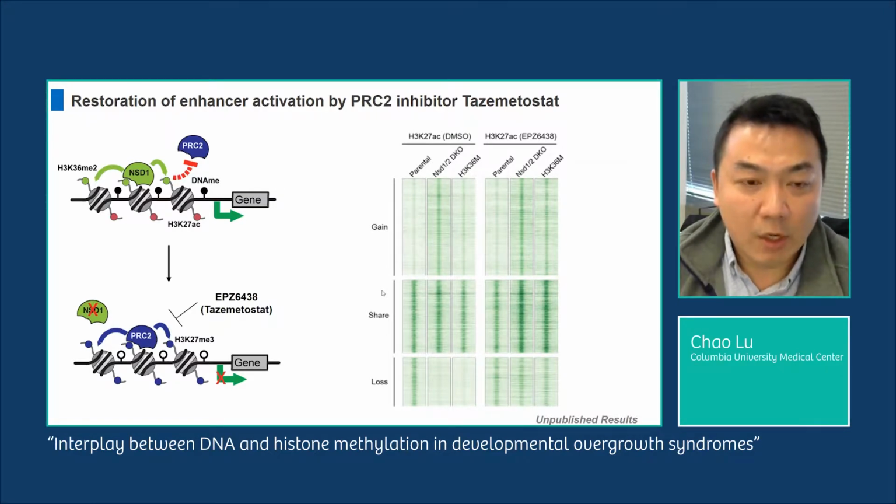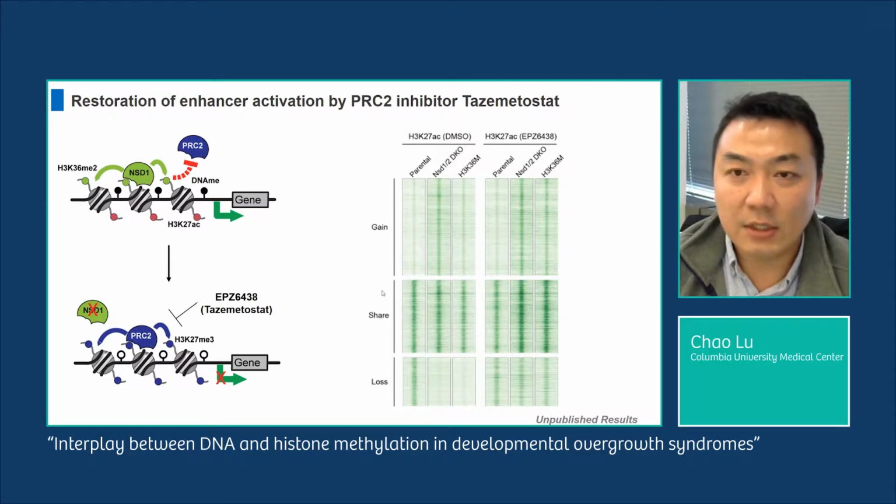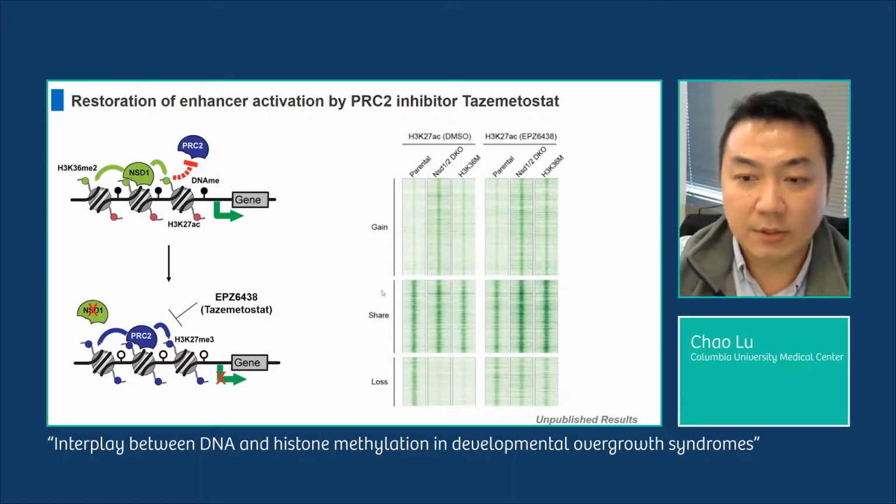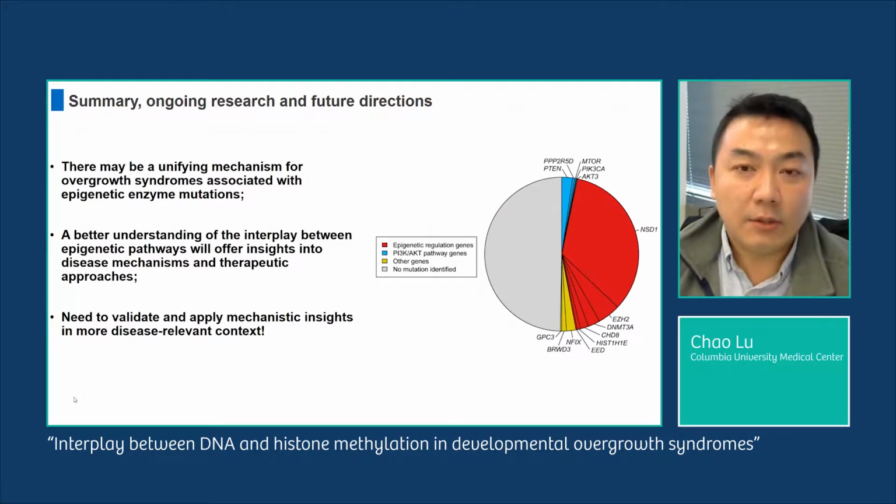There is actually a small molecule inhibitor that is specific for PRC2 that's been approved to treat certain types of cancer. And we treated our cells with this inhibitor. And indeed, we noticed that in NSD1 knockout cells, treatment with this particular PRC2 inhibitor is able to restore the enhancer activation landscape. So with that, I'd like to summarize the talk.